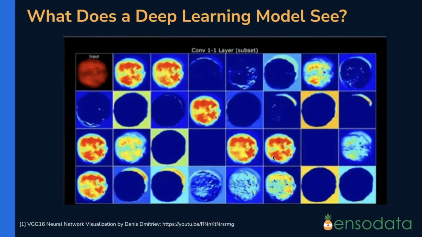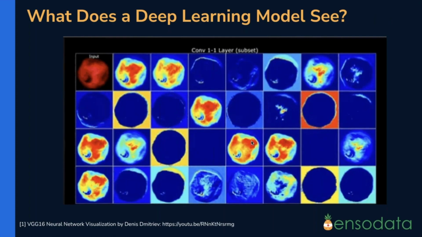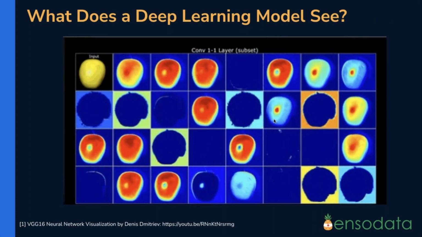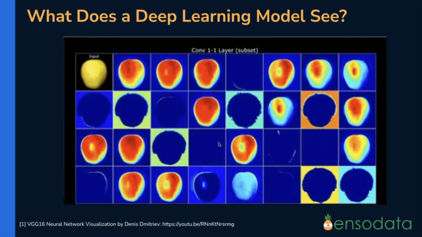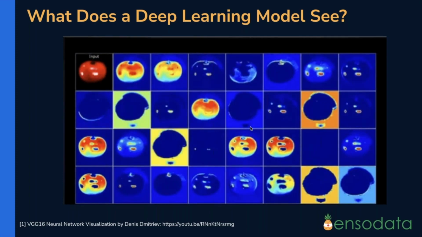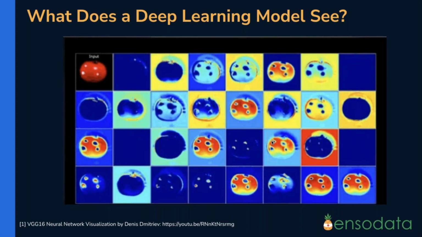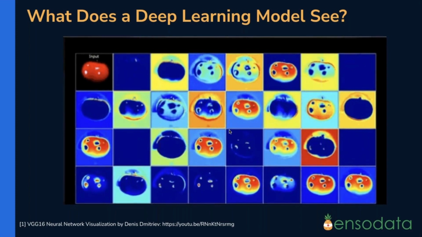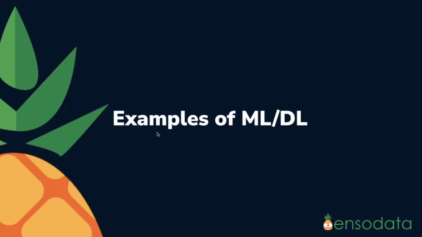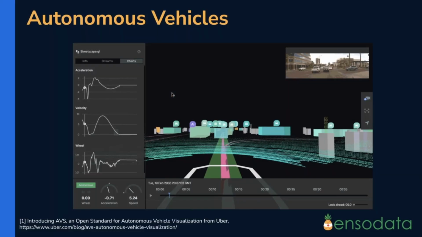This is another illustration that demonstrates what these deep learning models see. You can see that they're very good at extracting edges, intensities, colors, contours, textures, and so on. So they can use all of this information to accurately classify which fruit is in each image. Now let's take a look at some real-world examples of machine learning and deep learning.